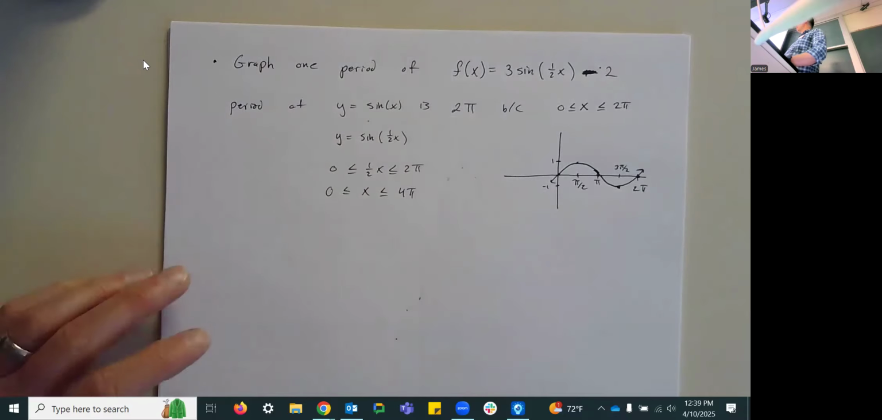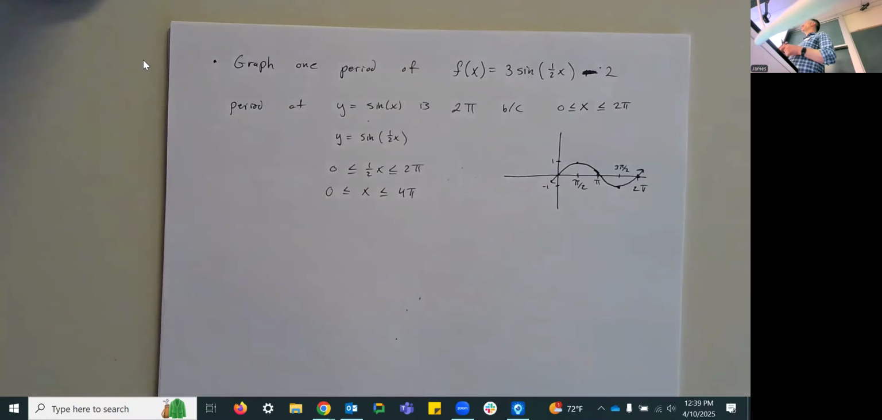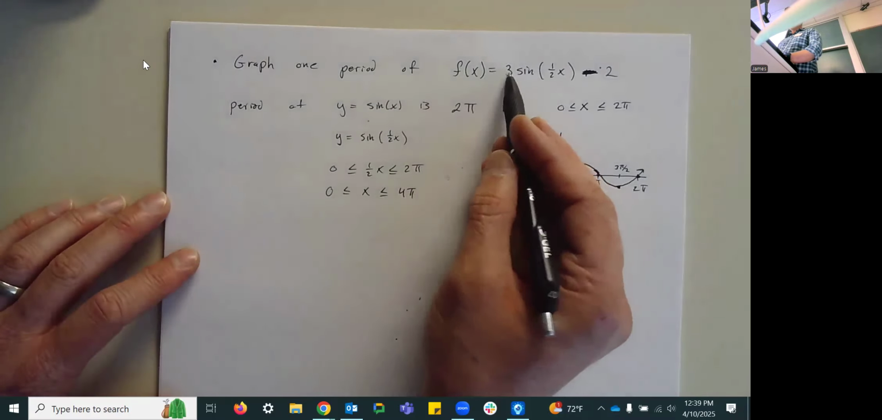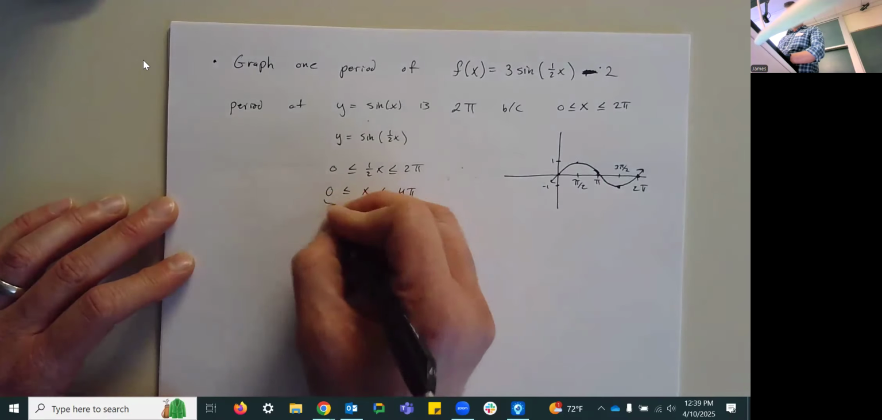And again, here's what I'm thinking about it. If I'm multiplying by 1/2 here, x has to be twice as large as it was to get the same values input into the sine function. So our new period, I should say our new single period, is from 0 to 4 pi. And then the 3 there.